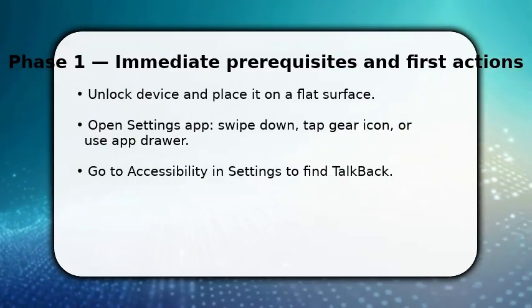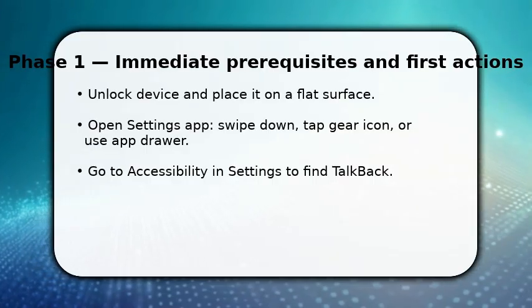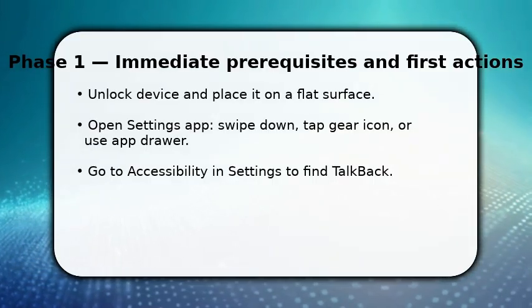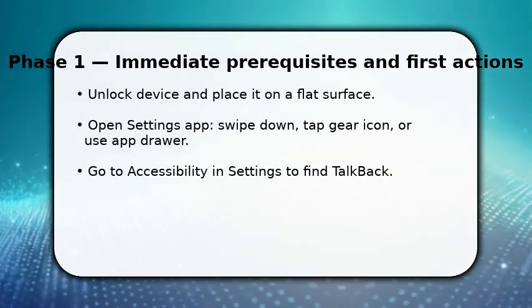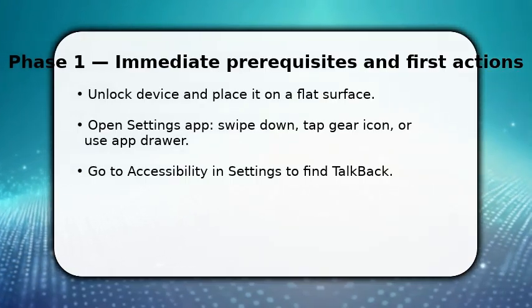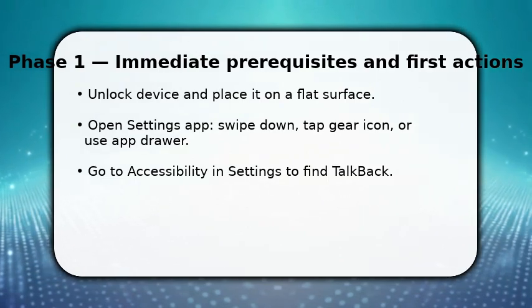When Talkback is active, gestures behave differently. You'll want to locate the accessibility entry first, then tap it to reveal the Talkback option. This initial navigation gets you to the control you must change. It avoids unnecessary detours and prepares you to switch Talkback off immediately.